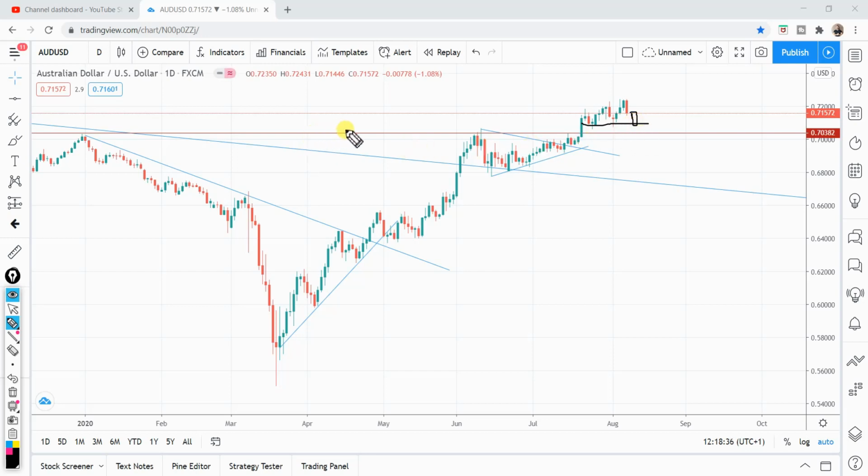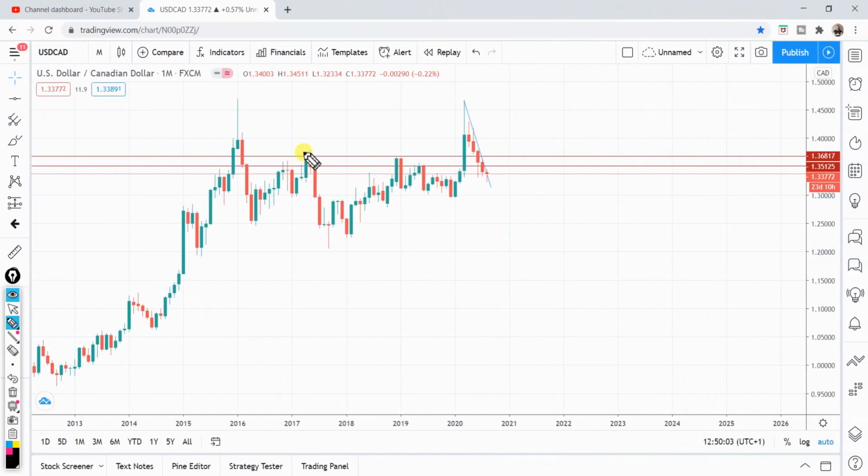However, for the long side, this is definitely what I'm looking at, unless something changes, of course. Okay, we continue with the US dollar against Canadian from the monthly time frame, and then we're going to drill down to the weekly and daily time frame, and I'm going to guide you step by step.